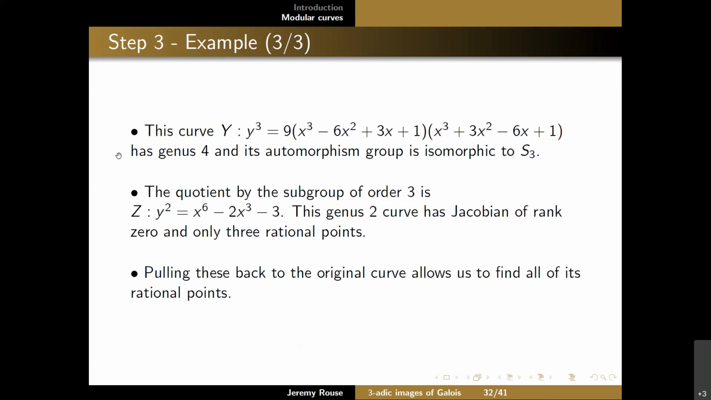Maybe now is a good time to pause and ask if there are questions about how this example worked. There don't seem to be any questions. Okay.